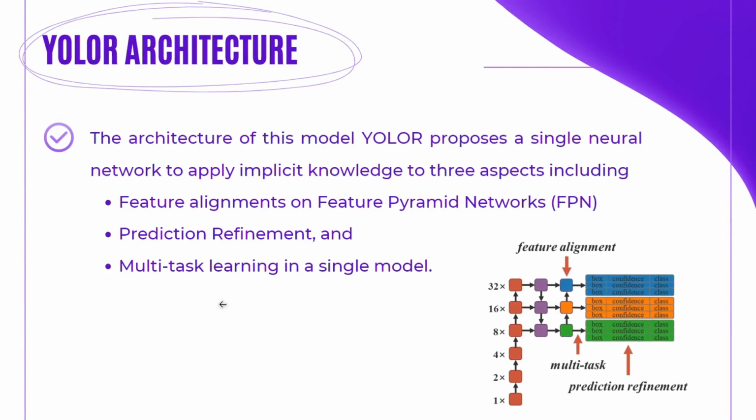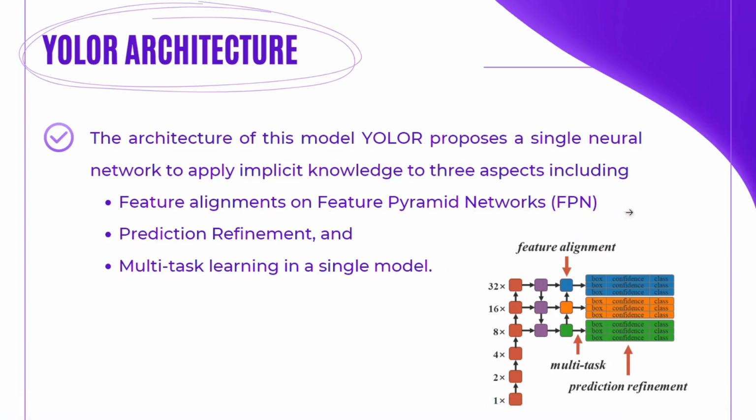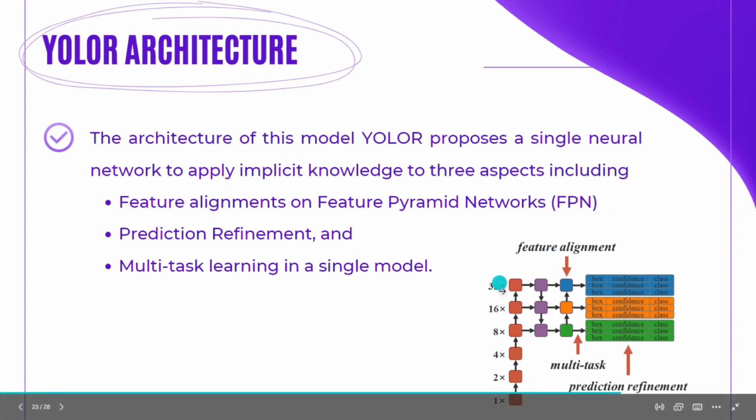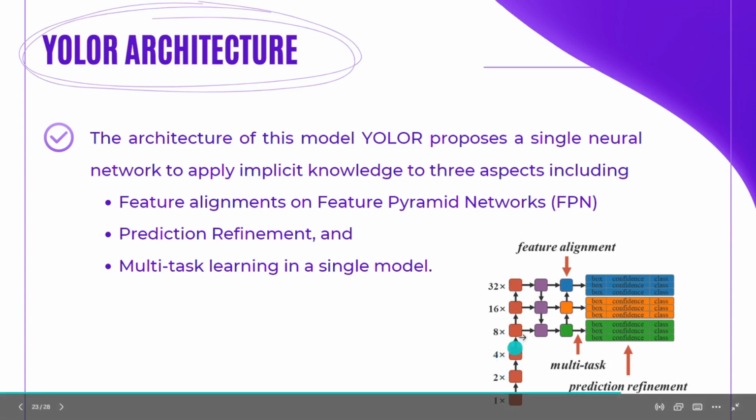Finally, by combining all of the concepts that we have covered so far, we come up with the YOLO-R architecture. The architecture of this model, YOLO-R, proposes a single neural network to apply implicit knowledge to three aspects, including feature alignments on feature pyramid networks, prediction refinement, and multitask learning in a single model. So this is the overall YOLO-R model, and these boxes represent the bunch of convolutional blocks that they're using as we go deeper into the network. And this is the feature pyramid network part.